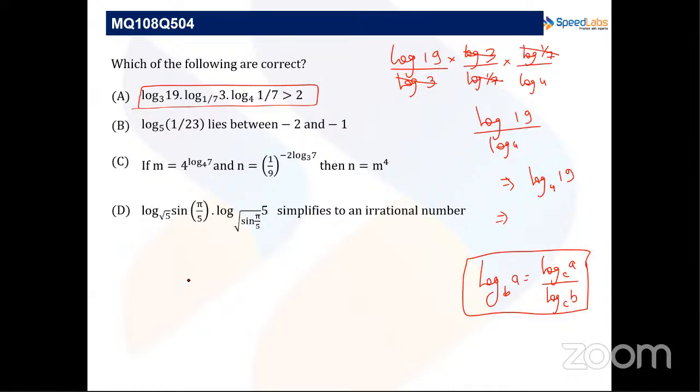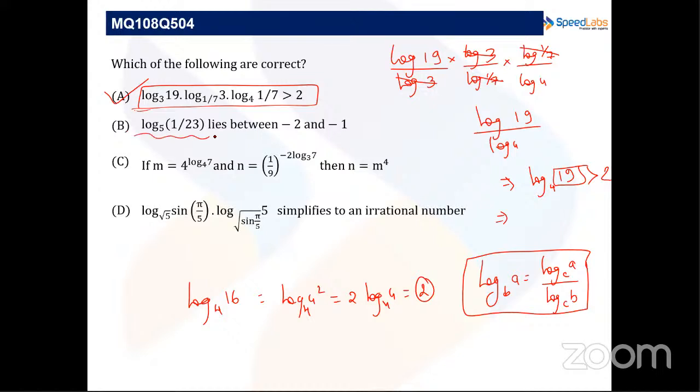So we know that log 16 to the base 4 will be log 4 square to the base 4, that will be 2 log 4 to the base 4, that is 2. So here the value is more than 16, it is 19. So obviously this value will be greater than 2. So our first option is correct.